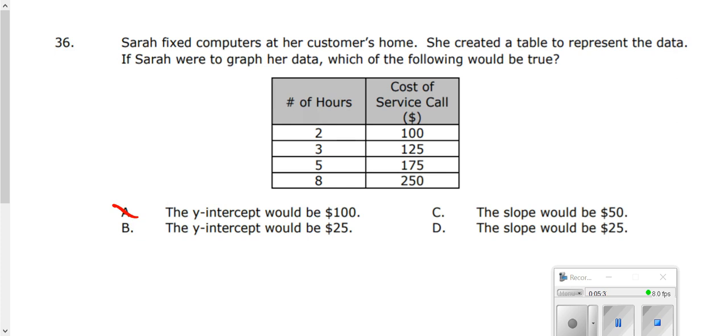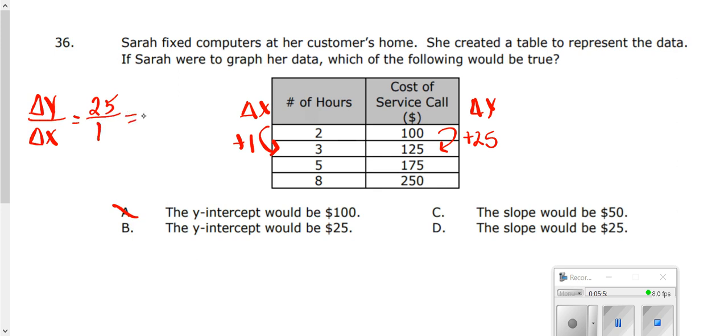So let's find our slope. My slope, my change in y, is 25. And my change in x is 1. So change in y over change in x is 25 over 1, which just gives me 25.